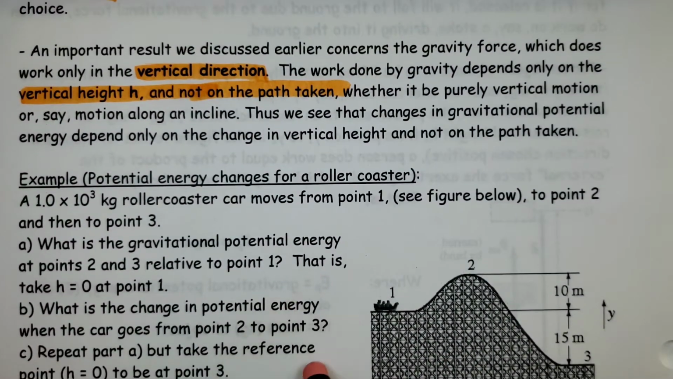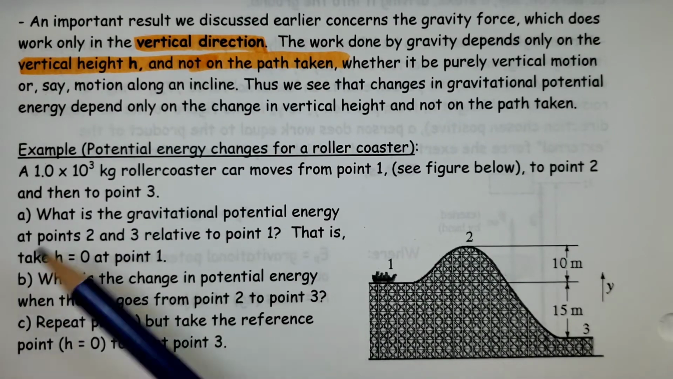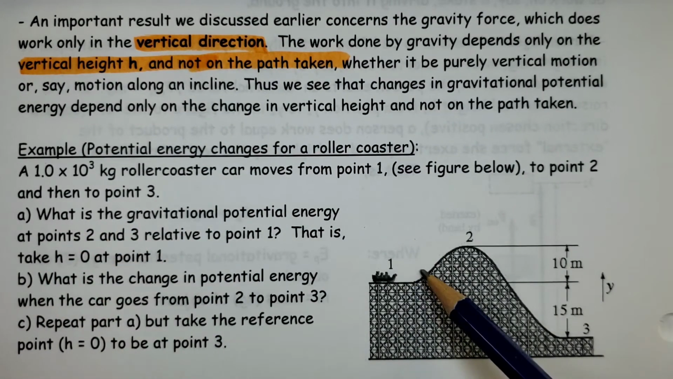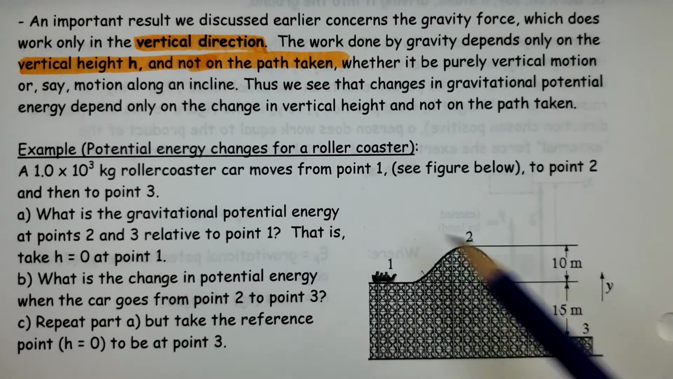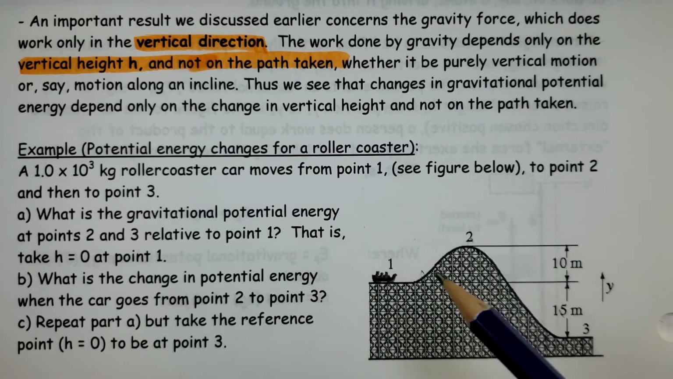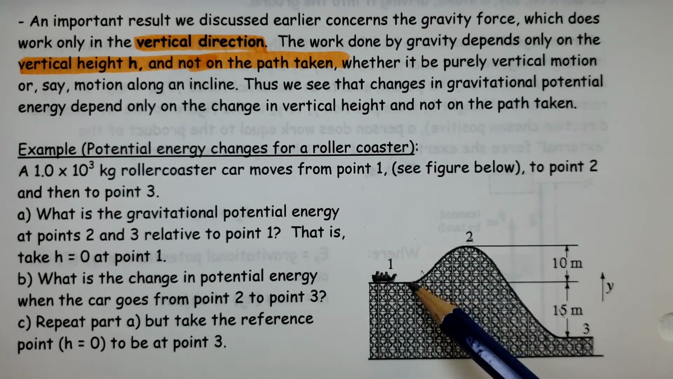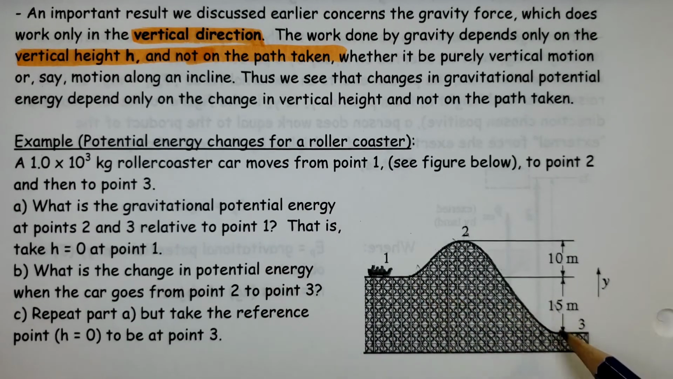So potential energy changes during a roller coaster. A 1,000 kg roller coaster moves from point 1 to point 2, then to point 3. What's the gravitational potential energy at points 2 and 3 relative to point 1? So part A, we're going to go from here to here. And then for the second part, we're going from here to here. And then what is the change in potential energy when we go from 2 to 3? And then repeat, but look at point 3 as a reference point. Okay, so we'll do that on the next page. I left some room there for us to do that.